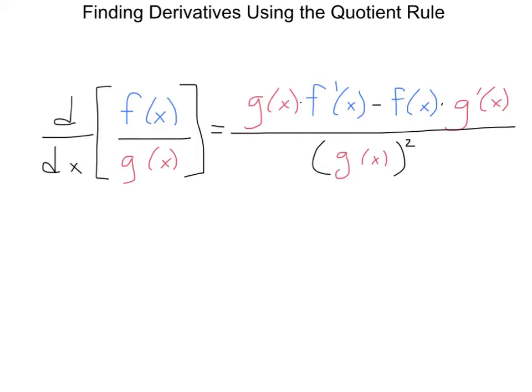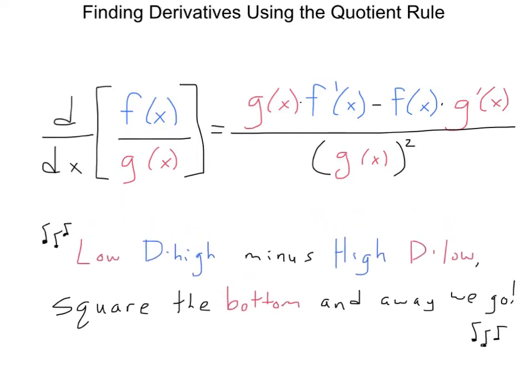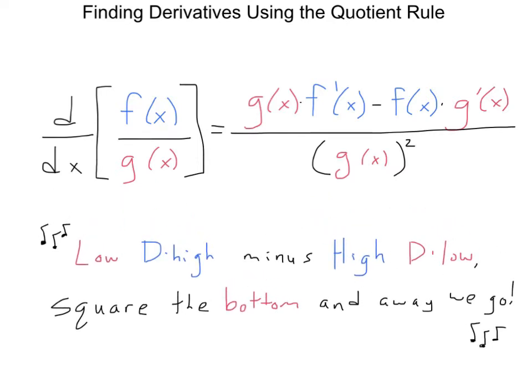So fortunately, there's a little rhyme that you can use for it. And so here's our little rhyme. And I put little music notes so that you know that it's a rhyme. So check this out, right? So it's low d high, so that means use the low function, d high, derivative of the high function, minus high d low. So you leave the high function alone and do the derivative of the low function. Square the bottom, and away we go.